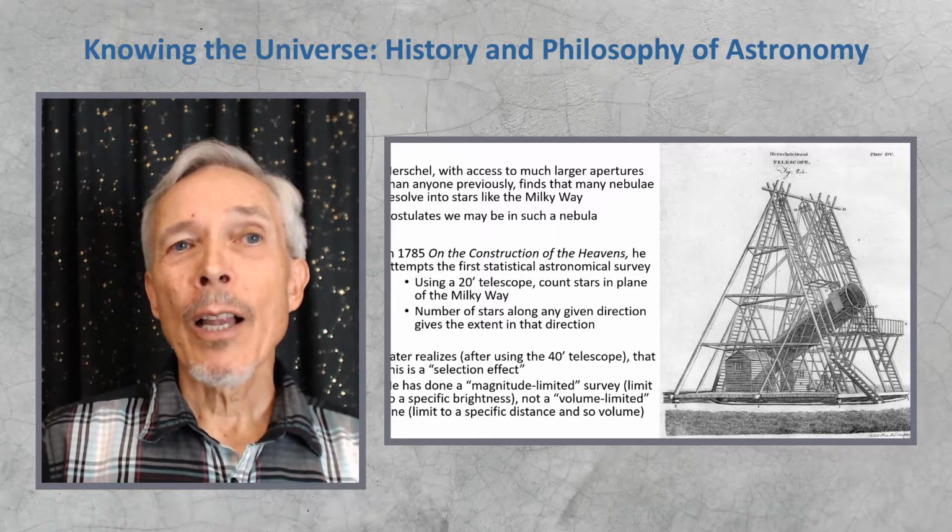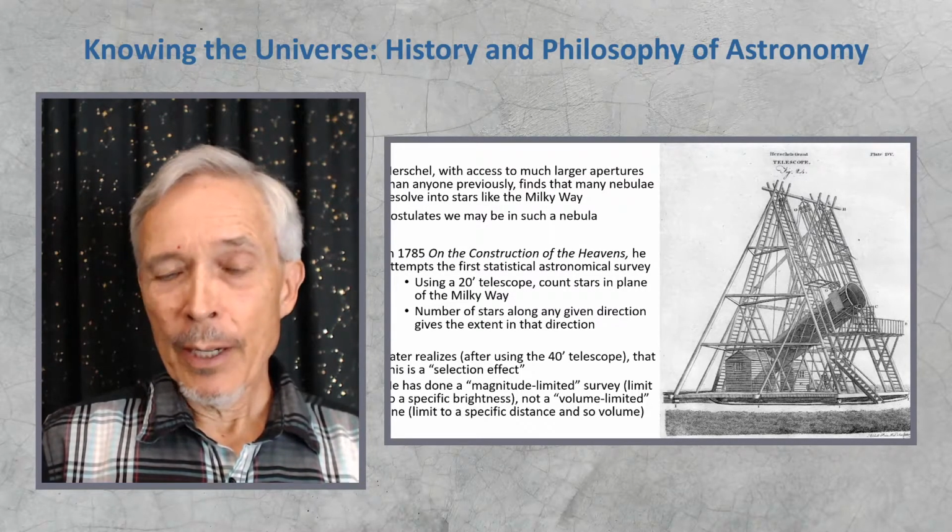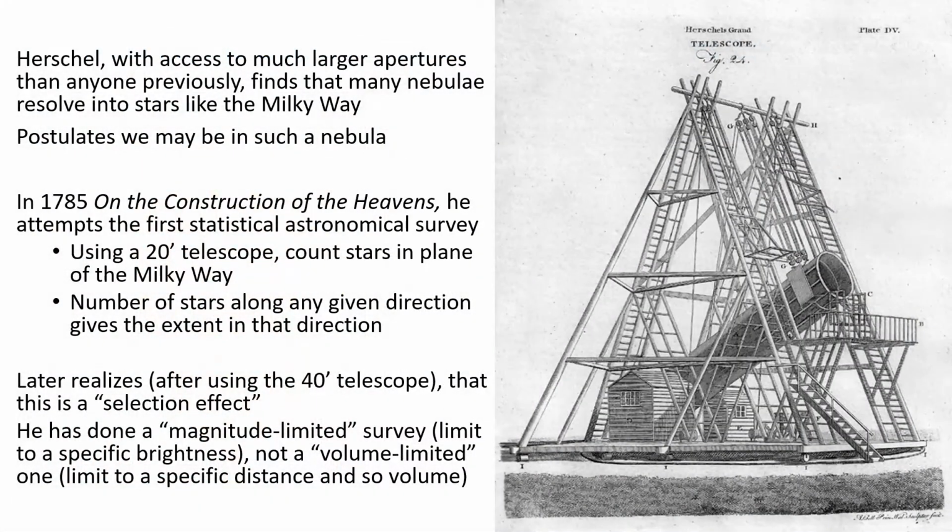Later, he realizes with his larger telescope that he's made a mistake, that this is what's called a selection effect. He's actually looked at stars down to a particular brightness limit, not a volume limit, which is a limit to a specific distance. And this is a fundamental issue of astronomy. Because we're limited in the brightness of things we can see, we don't tend to see all the objects in a particular volume.